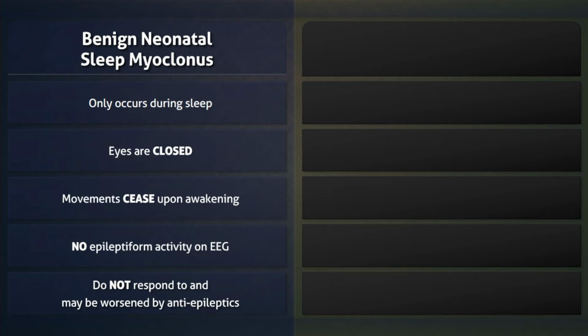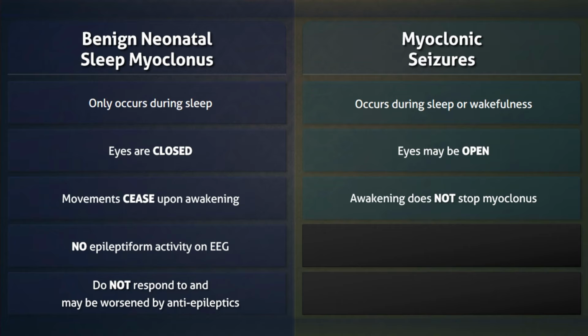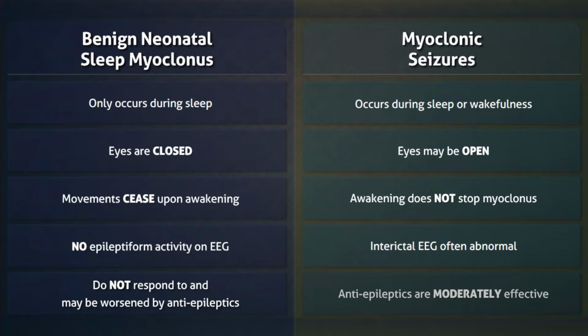Myoclonic seizures can occur during sleep or while the patient is awake. The eyes may be opened or closed during a seizure, and awakening the patient does not stop the myoclonus. Interictal epileptiform activity may be present on electroencephalography, and myoclonic seizures are moderately responsive to antiepileptic drugs.